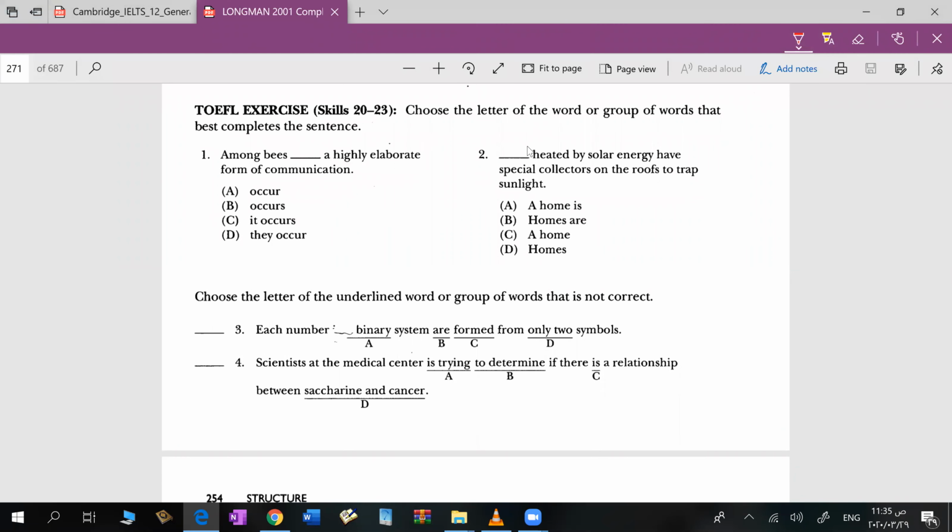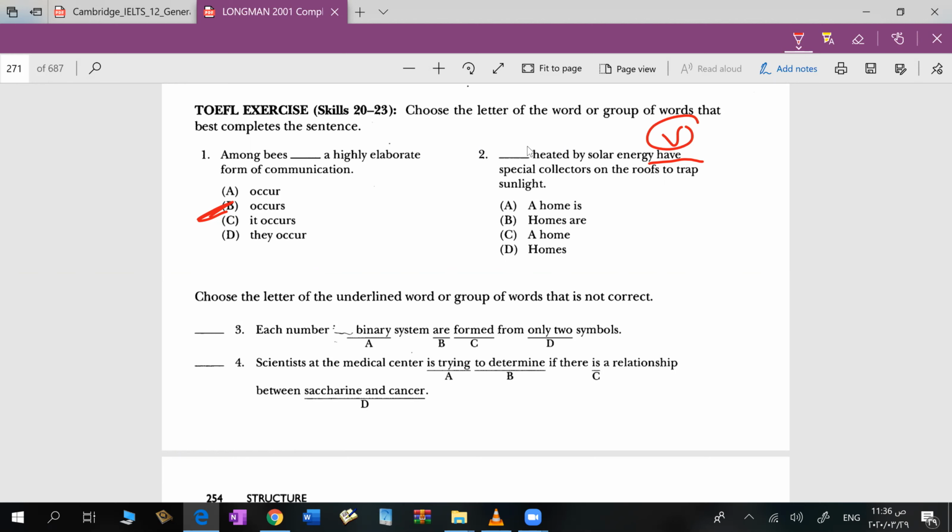I know that some people mispronounce it. It's occurs. Number two, heated by solar energy, have special collectors. So have is the verb. D. The homes heated by solar energy have, okay, and this is of course a reduced structure. It's basically homes that are heated by solar energy have blah blah blah.